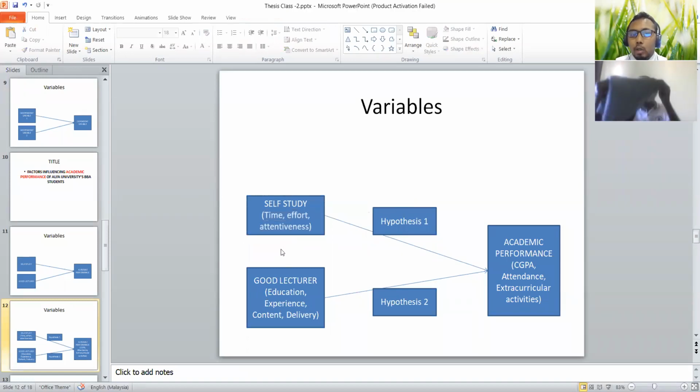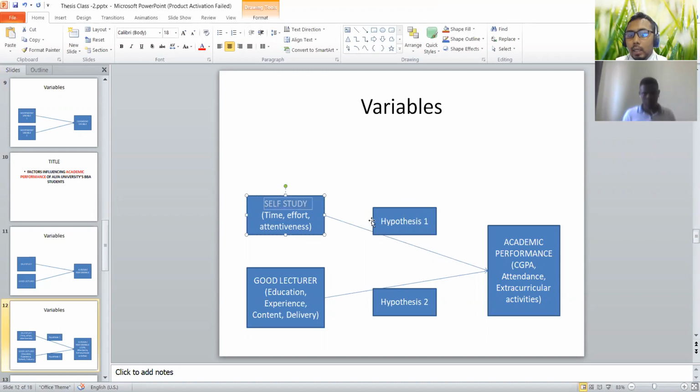So you see we have two IVs here. That means we have two hypotheses. Self-study in hypothesis 1 impacts academic performance. Good lecturer in hypothesis 2 impacts academic performance. So if you have multiple IVs, that means your hypotheses are also multiple. Hypothesis 3, 4, 5, 6, like this it will increase. If you have one IV and one DV, then you have one hypothesis.